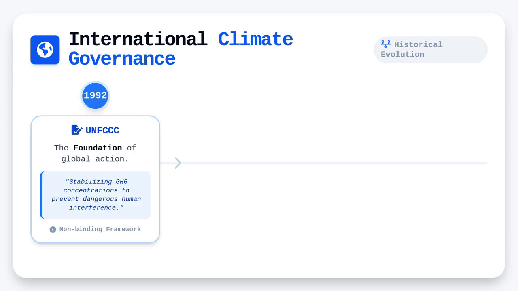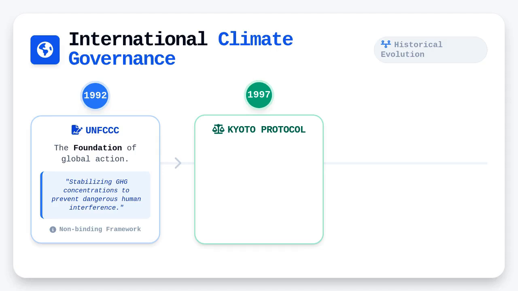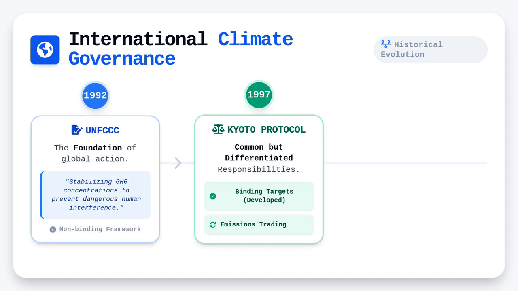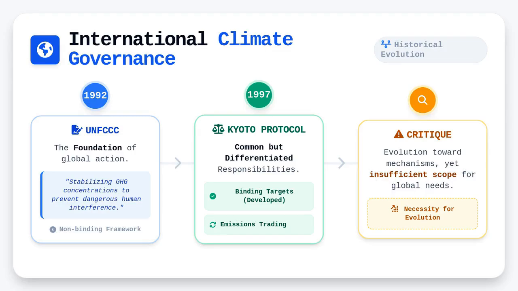The first major milestone following this was the Kyoto Protocol in 1997, which introduced the concept of common but differentiated responsibilities. This meant that developed nations, having contributed the most to historical emissions, took on binding reduction targets first. While the Kyoto Protocol established the mechanics of international emissions trading and clean development mechanisms, its scope was eventually viewed as insufficient for a truly global challenge.